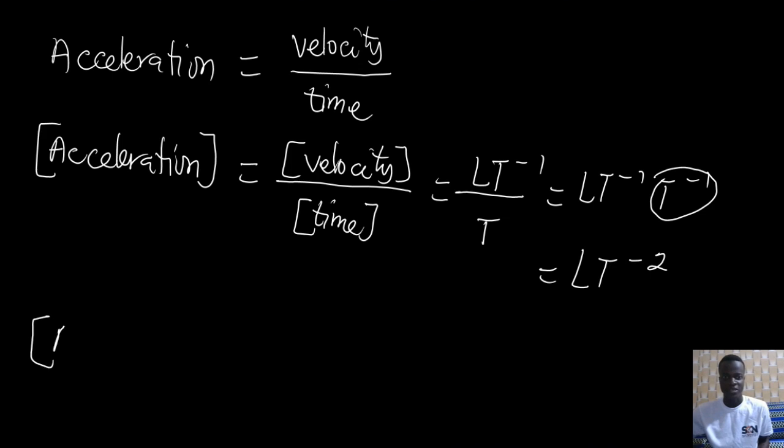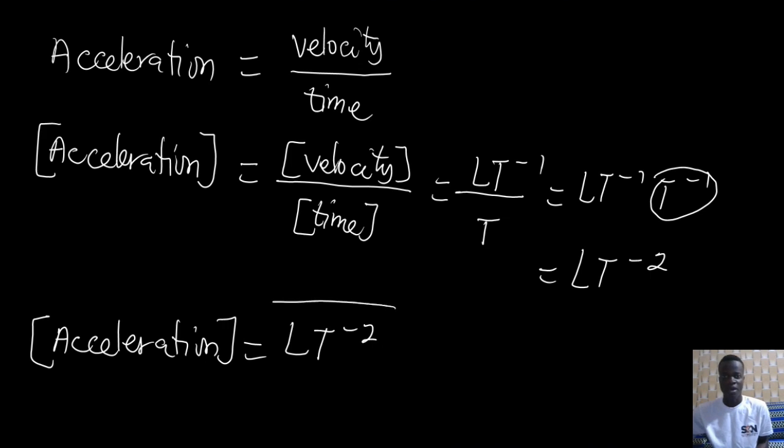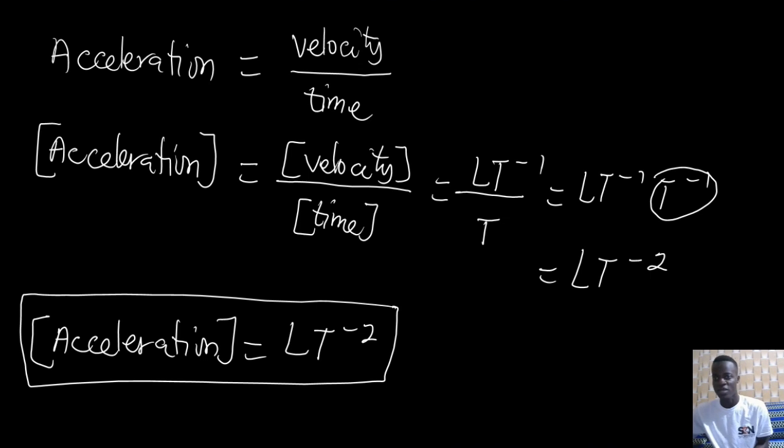So our acceleration is equal to LT to the power negative 2. Remember, the acceleration is power negative 2 because of indices. You are just following the laws of indices. When two indices of the same base are multiplying, we add the powers. So the powers are negative 1, negative 1, and the two of them become negative 2. Only the T, right? L is not having any particular component. So this is what we have for acceleration.